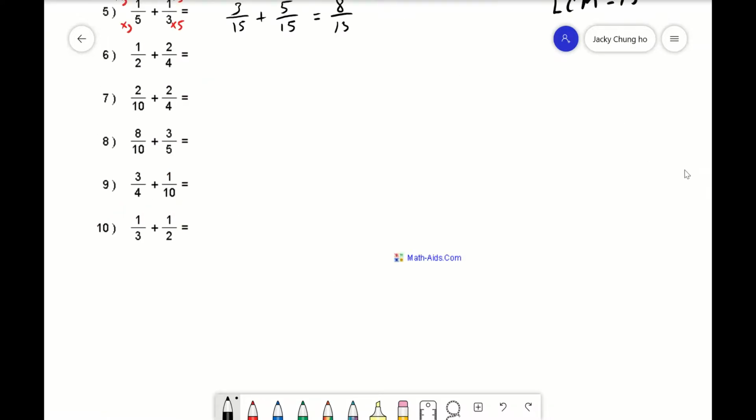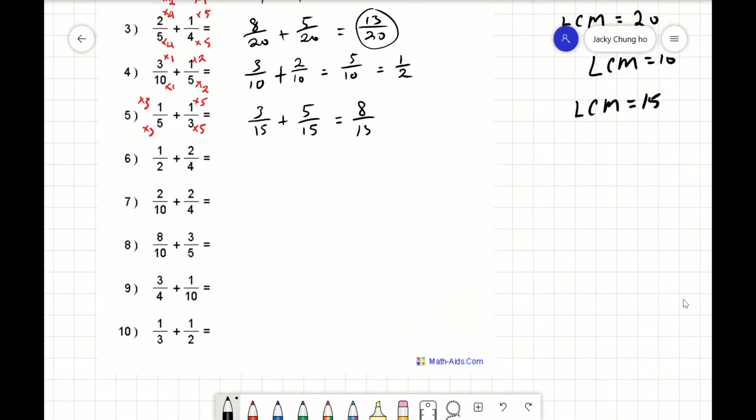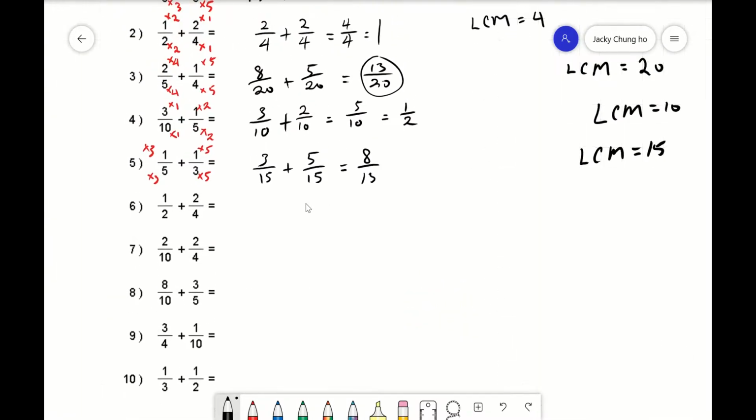Now we'll continue with the second part of this worksheet. Number 6 is 1/2 plus 2 over 4, which is actually the same thing as number 2, 1/2 plus 2 over 4, so the final answer for that will be 1. You can go back to number 2 if you want to redo it.